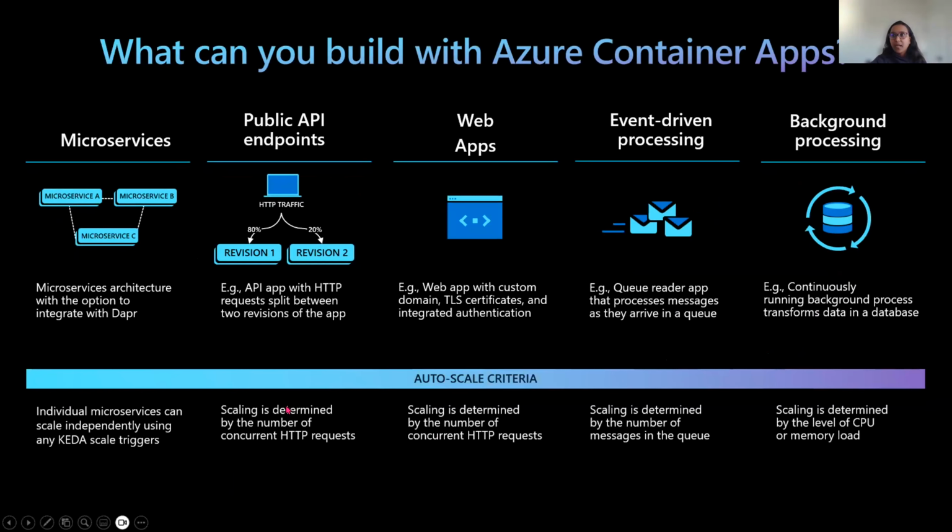So now we know what Azure Container Apps is. What can you build with it? As I said, you can deploy your microservices apps, expose your API endpoints, deploy web apps, event-driven processing apps, and background processing jobs as well. All these run in a serverless manner inside your containers, and you can autoscale based on different criteria mentioned here. For example, you can scale based on the number of HTTP requests, or in case of an event-driven app, you can scale based on the number of messages in your Service Bus. There are many ways you can scale and get the benefit of serverless here.